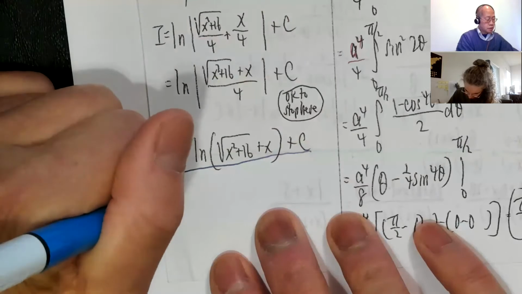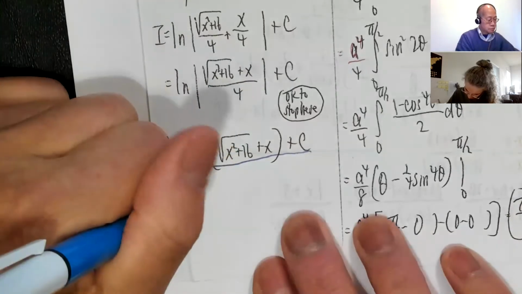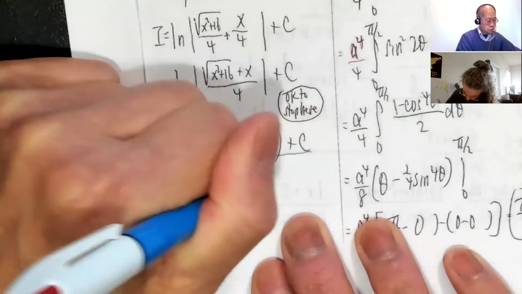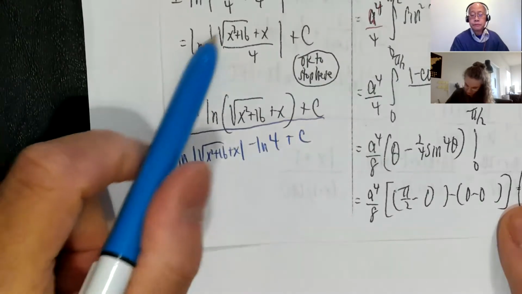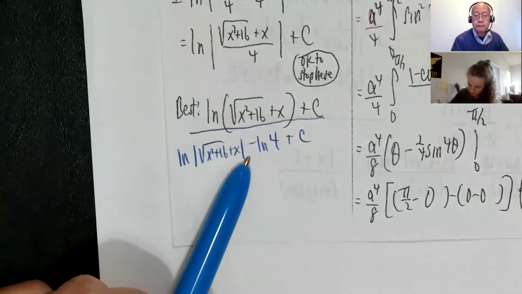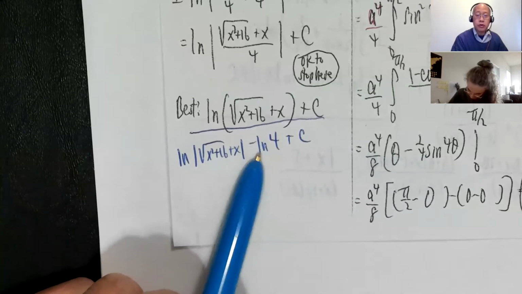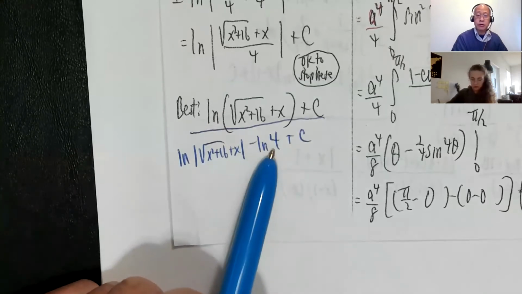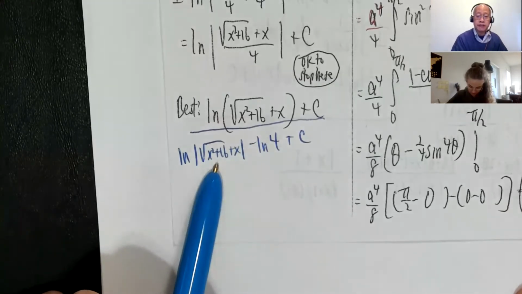I could write it like this. ln of a quotient. ln of a quotient is a difference of the logs. So it's ln at the top minus ln at the bottom. ln 4 is a constant. So c minus ln 4 is still c. It will give you all real numbers. Okay, so that's why you can eliminate the minus ln 4. How to go from here to here? Because this thing, believe it or not, is always positive. It's never going to be negative.